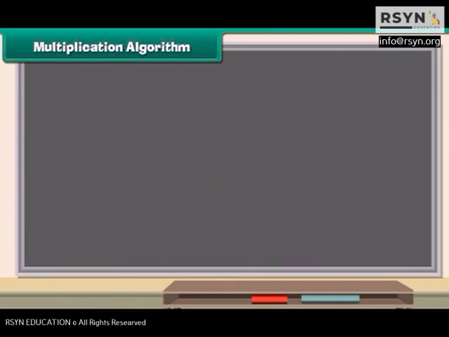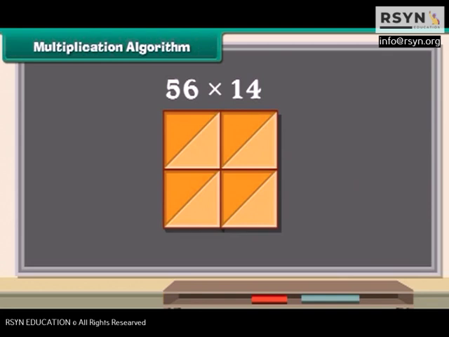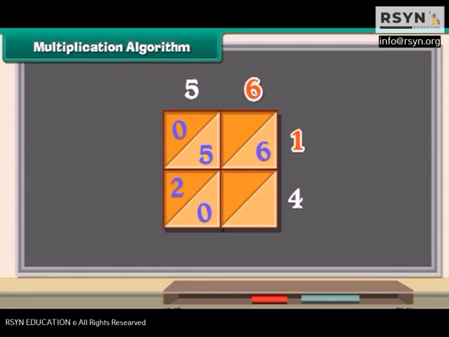Multiplication algorithm. Let us multiply 56 by 14 using the lattice multiplication algorithm. Write 56 across the top and 14 at the side vertically. First multiply 1 and 5. Write 5 in the 1's place and 0 in the 10's place. Then multiply 4 and 5 to get 20. Write the 0 of 20 in the 1's place and the 2 in the 10's place. Then multiply 1 and 6. Write 6 in the 1's place and 0 in the 10's place. Finally, multiply 4 and 6. The result is 24. Write 2 in the 10's place and 4 in the 1's place.